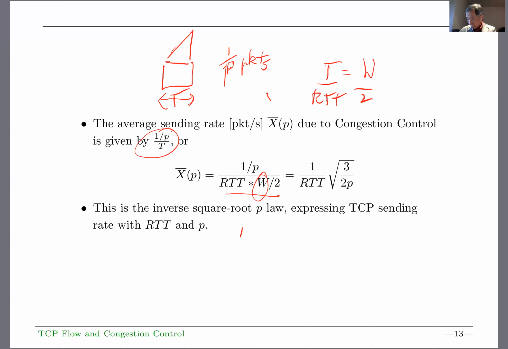So basically it's 1 over P divided by RTT. W is square root of 8 over 3P. And then we put the 2 inside here, and combine the P up here and down here, and you have this expression. Okay, so basically this is the inverse square root of P law. So if you know RTT and you know P, then you know the throughput. This works very well when P is small, less than 1% or around 1%.